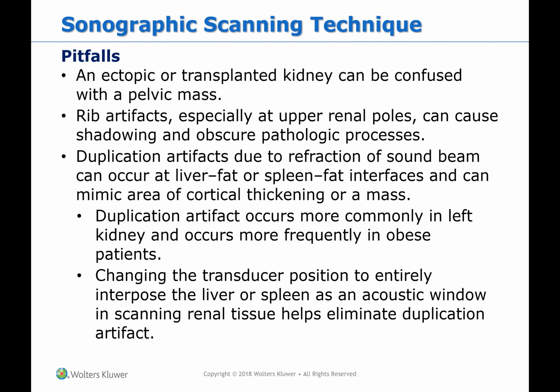An ectopic or transplanted kidney can be confused with a pelvic mass, like a horseshoe kidney, which we'll talk about in our next lecture. If there is a kidney that does not migrate from the pelvis to the retroperitoneum and it stays down there, it could look like a pelvic mass, but it's actually the kidney. So if you don't see a left or right kidney, then go look in the pelvis and you could potentially see it there. Rib artifacts: I know that you guys have been scanning the liver, and ribs can get in the way and cause a lot of issues.